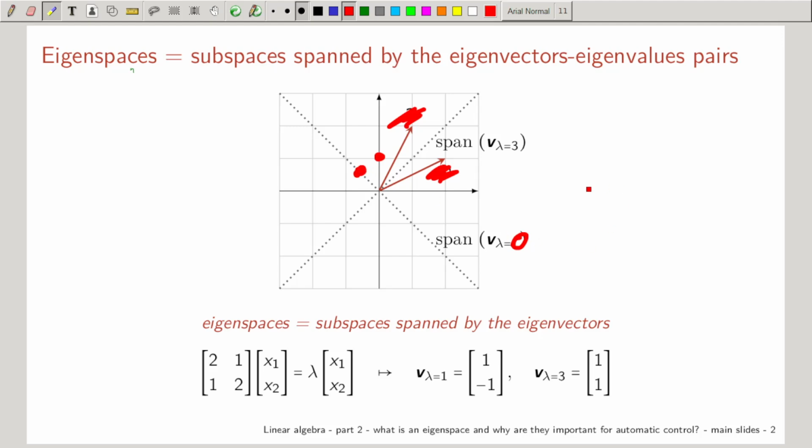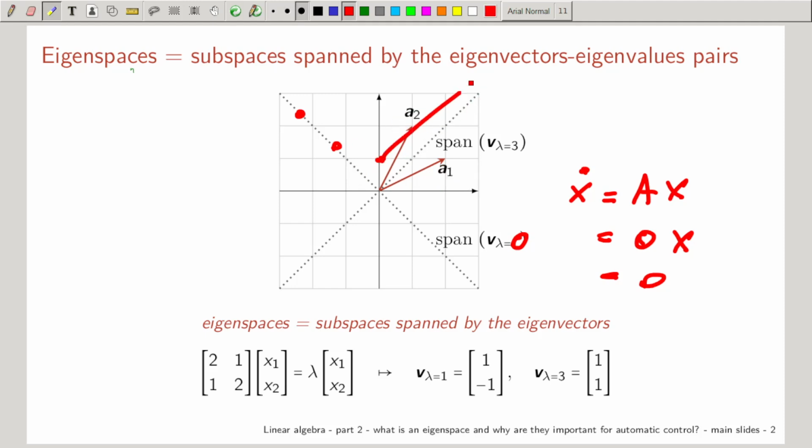If I have x dot equal to ax, that is also equal to 0x. This is 0, true? That means that if I start here, I stay there. If I start here, I stay there. If I start here, I stay there, true? What I have as a trajectory starting from here is going to be this trajectory that stays plus this trajectory that explodes, together. 1, 2, 3.